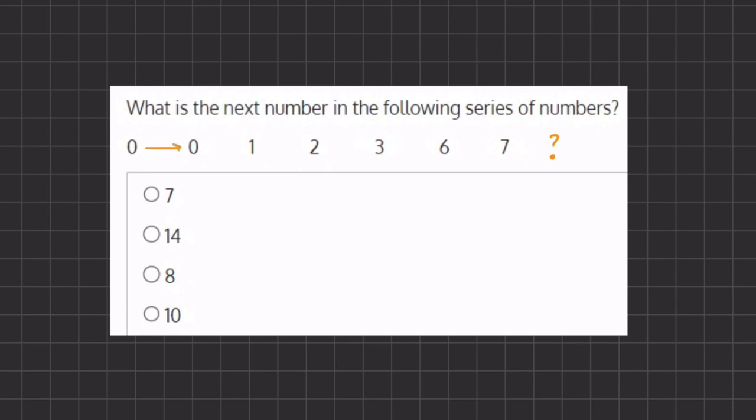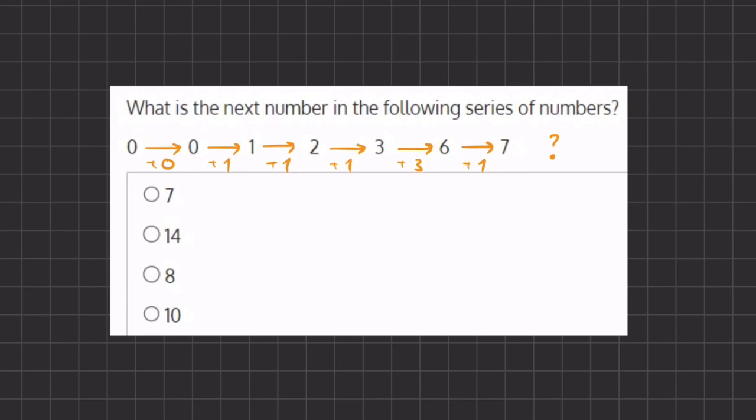Moving from 0 to 0, we add 0. Moving from 0 to 1, we add 1. From 1 to 2, we add 1. From 2 to 3, we add 1. From 3 to 6, we add 3. And from 6 to 7, we add 1.